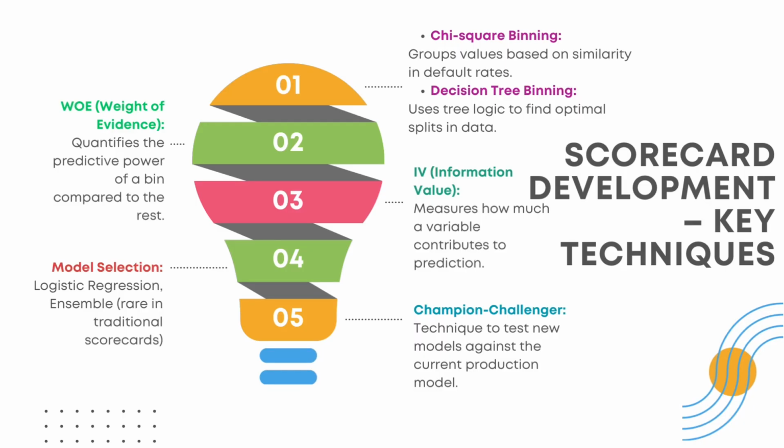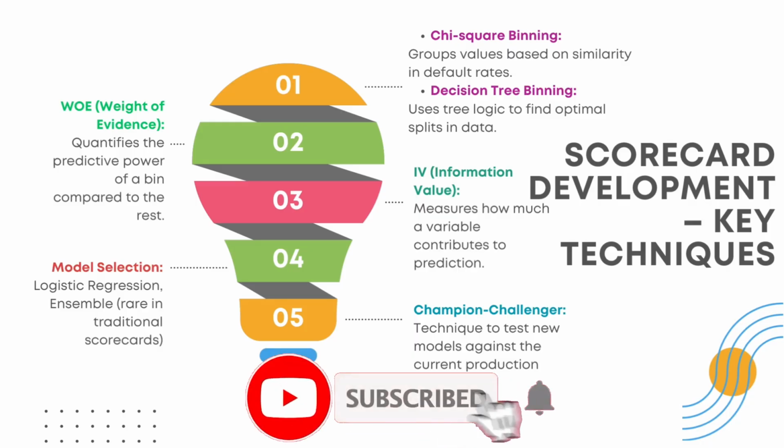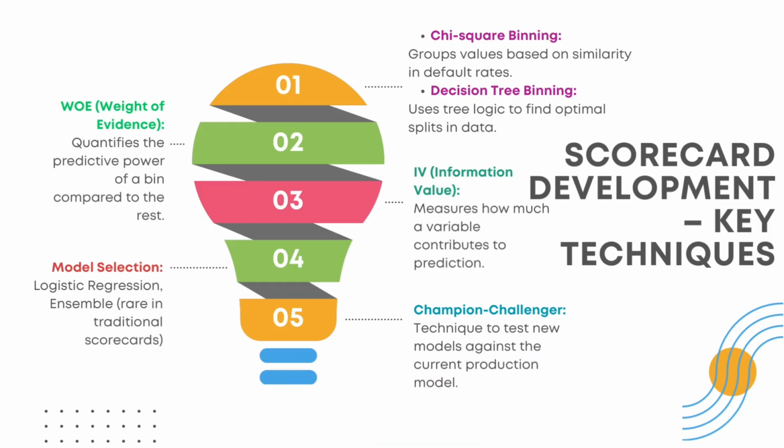IV. Information value. It measures how much of a variable contributes to prediction. Model selection. Logistic regression, as we discussed, is a popular one, but ensemble techniques can also be used. But these are very much rare as they are black box models, so these are not much popular in comparison to logistic regression. The champion challenger concept. It is a technique to test new models against the current production and then chooses the best.